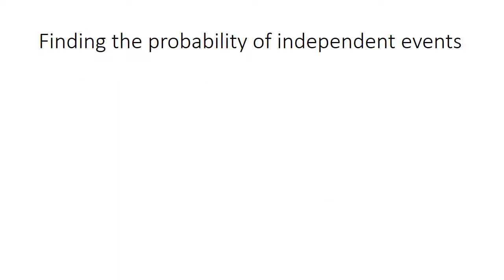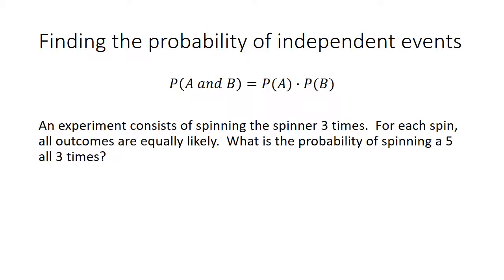So let's find the probability of an example of independent events. When you do this, you'll find the probability of your first event and of your second event, or your third and your fourth and your fifth, and you're going to multiply your individual probabilities together to find the probability of the overall occurrence. For example, let's say we had a spinner that has 5 numbers on it.